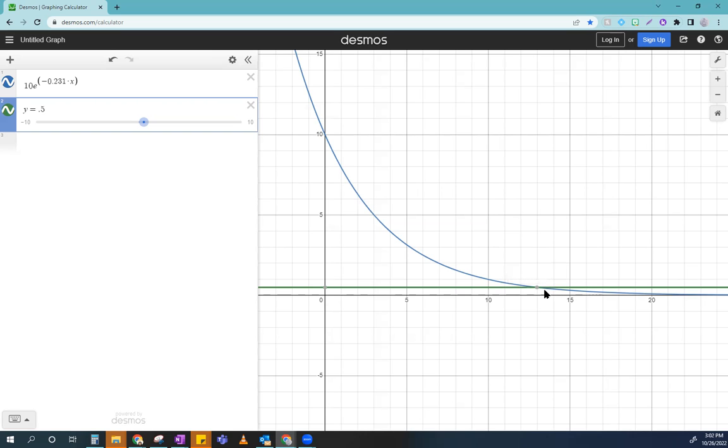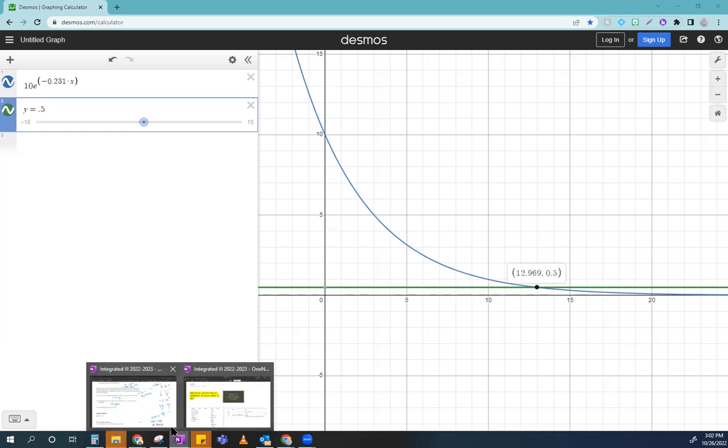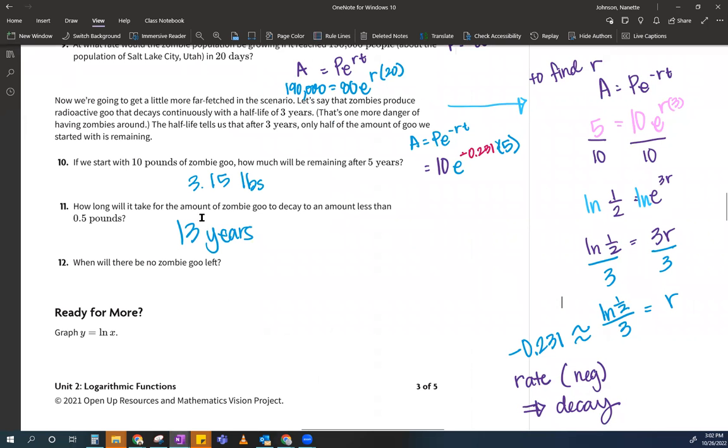So what number will Miss Johnson use? This is what we talked about. How many years should I put? How long will it take? Yeah, I would put 13. Now some of you are thinking, oh, Miss Johnson, you put 13 years because you rounded, and that's not true. If I go to the right, notice this blue curve is going below 0.5. That's what they asked us: how long will it take for the zombie goo to go below less than half a pound?